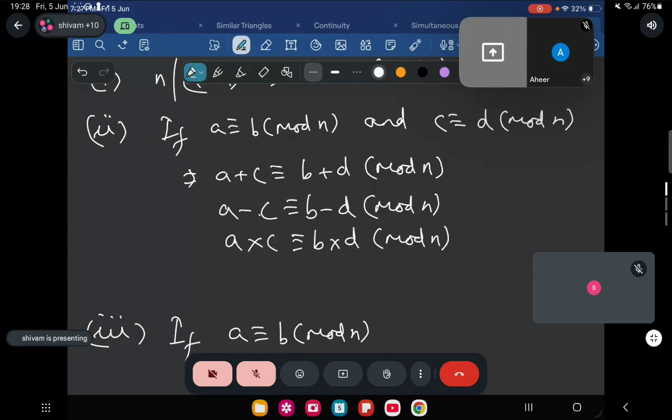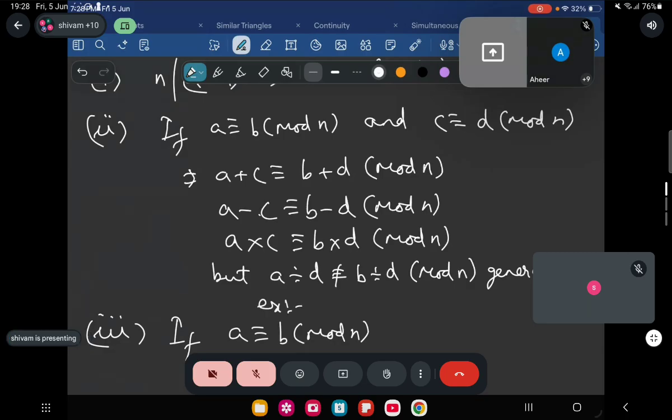But division is not possible. Right. A divided by D is, generally, not congruent to B divided by D mod n. Is there any exception? Generally, yes, there are some exceptions, and I'll explain when it will happen. Okay. For example, I'll tell you an example.